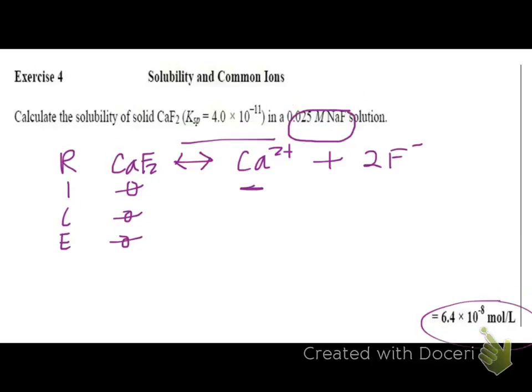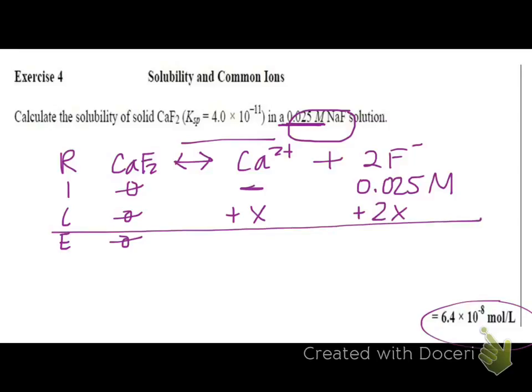Sorry, I don't know what's going on there. So this is just 0.025. It's not times 2 here. Okay, and the reason for that is they gave us this concentration right here, and there's only one ion, so the initial concentration is 0.025. Okay, so then when we have our change, we're going to have plus x and plus 2x. So at equilibrium, we have x, and then we have 0.025 plus 2x.